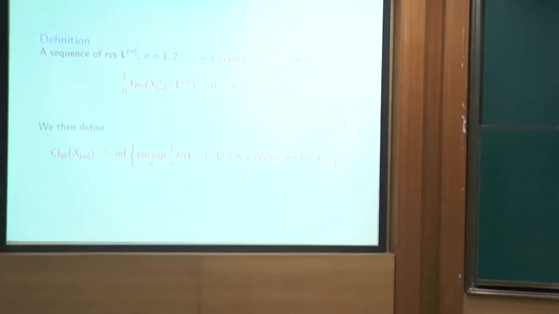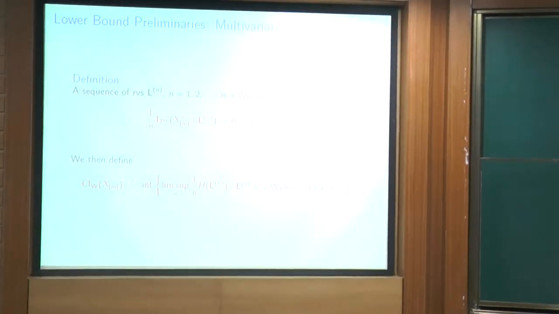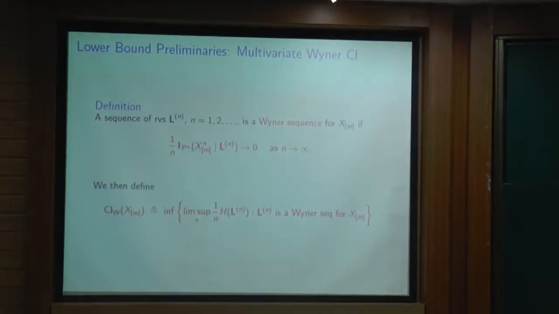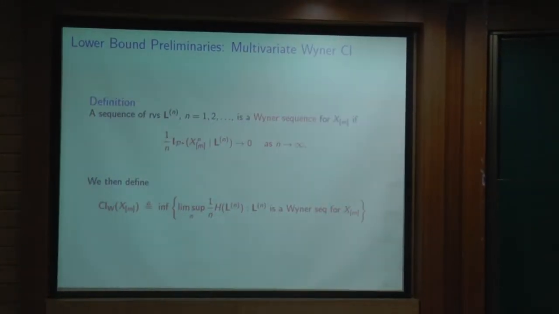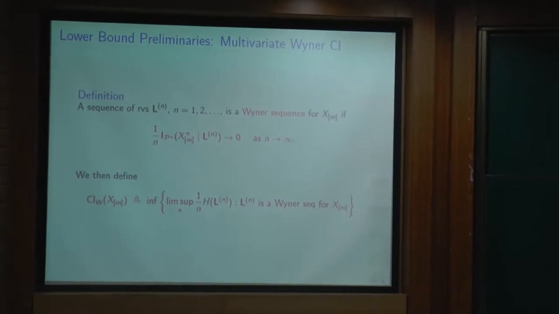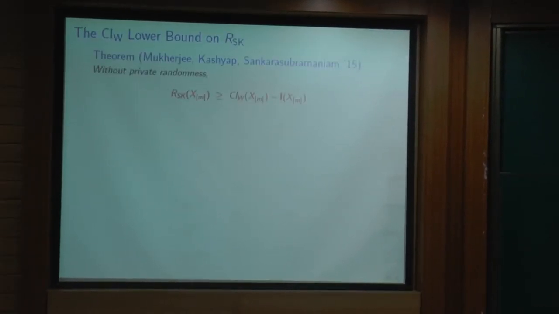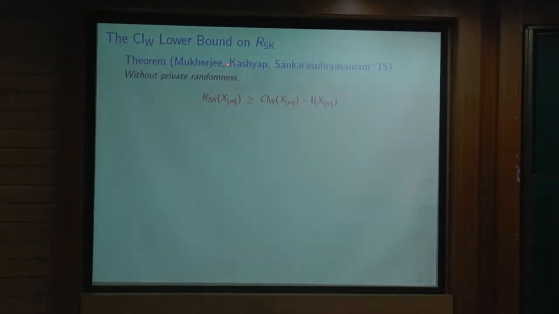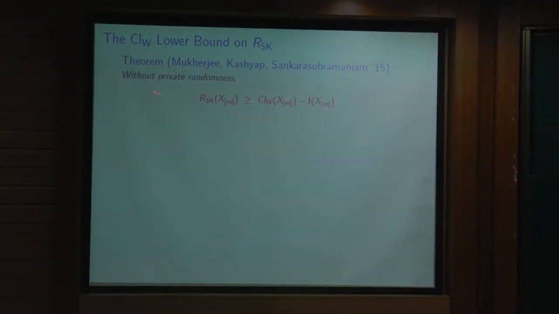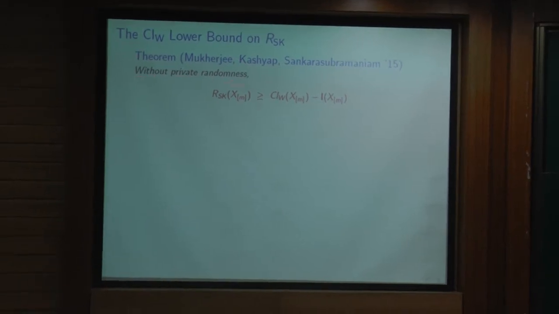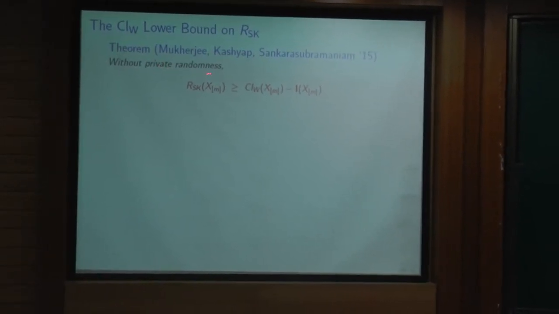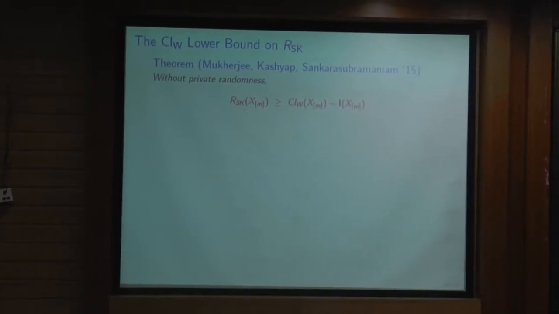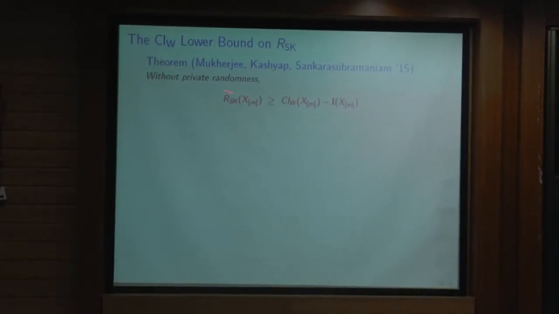Is that clear? The minimum rate of a Wiener sequence we will call the Wiener common information in this context. It is actually an asymptotic version of the Wiener common information, for those who know what I'm talking about. The theorem from earlier work with my student could only be proved without private randomness. As I said, it should not matter whether you use private randomness or not; our techniques are only able to do it without private randomness.